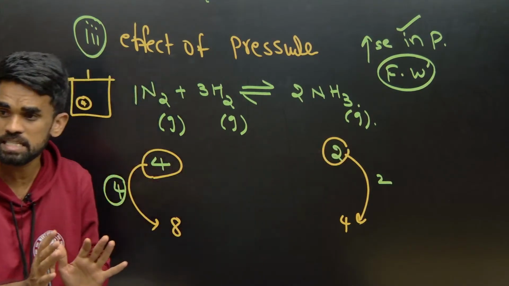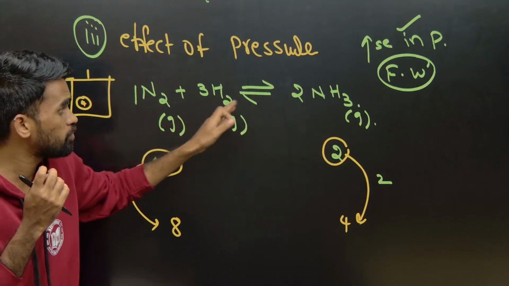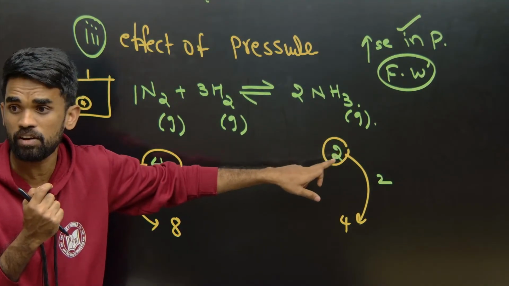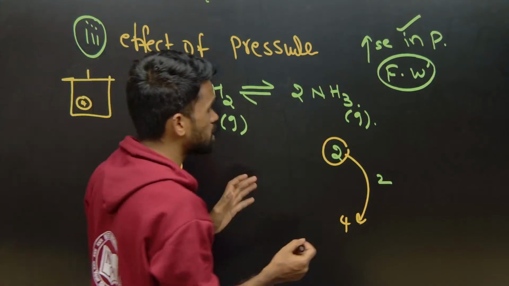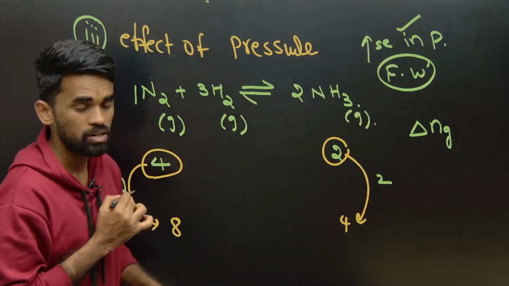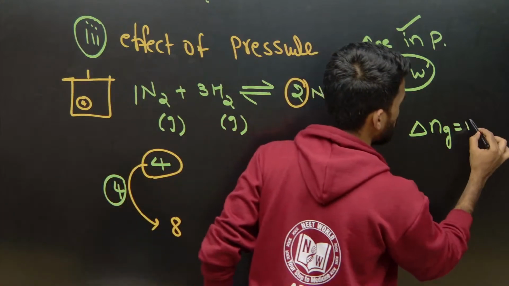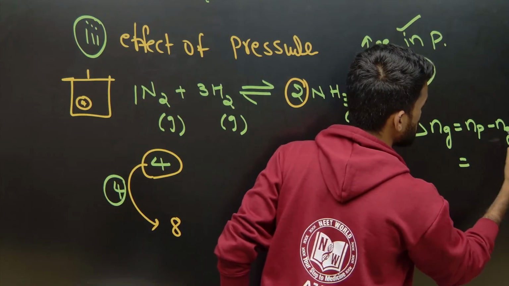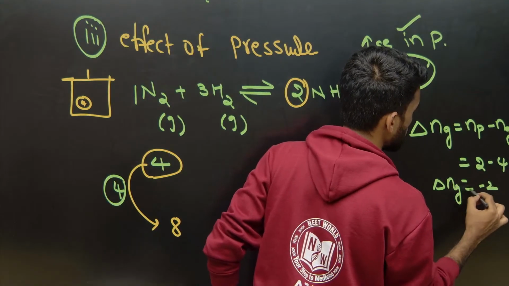So which side is less? Lesser number of moles? Product side. So equilibrium will move to the side where you have the lesser number of moles in case of pressure. Just make a relation, delta Ng. Delta Ng means the number of gaseous products, which is 2, minus the number of gaseous reactants, which is 4. So 2 minus 4 is minus 2, delta Ng is negative.